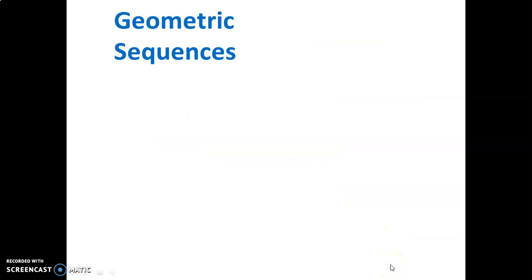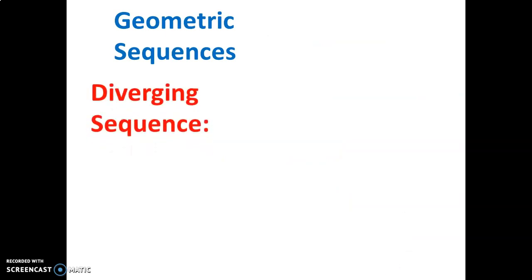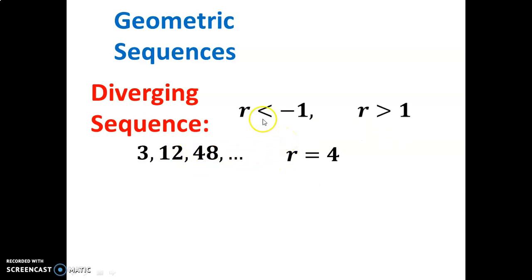Okay, geometric sequences. There are two main types. One is called a diverging sequence, and this is an example. What do you notice happening with these numbers as you proceed? Well, they're growing. The multiplier is 4 times 4 times 4. When the multiplier makes the sequence numbers grow, it is called a diverging sequence. In this case the ratio was 4. Anytime the ratio is greater than 1, these will grow in value.